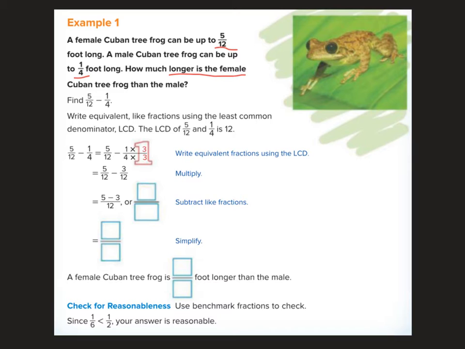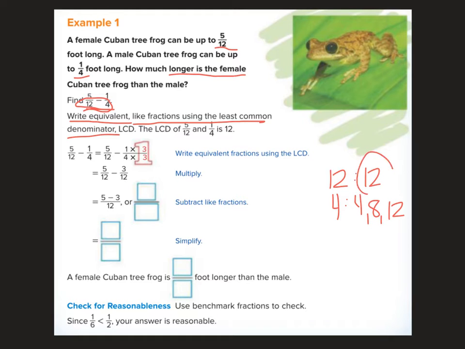So I have 5/12 minus 1/4. I cannot just subtract because they do not have common denominators. So I'm going to write equivalent fractions using the least common denominator. If I look at 12 and 4, let's count by 4: 4, 8, 12. 12 is where they intersect, so 12 is the denominator I'm going for. So I ask myself, what do I have to multiply 12 by to get 12? You're correct, it already is 12.